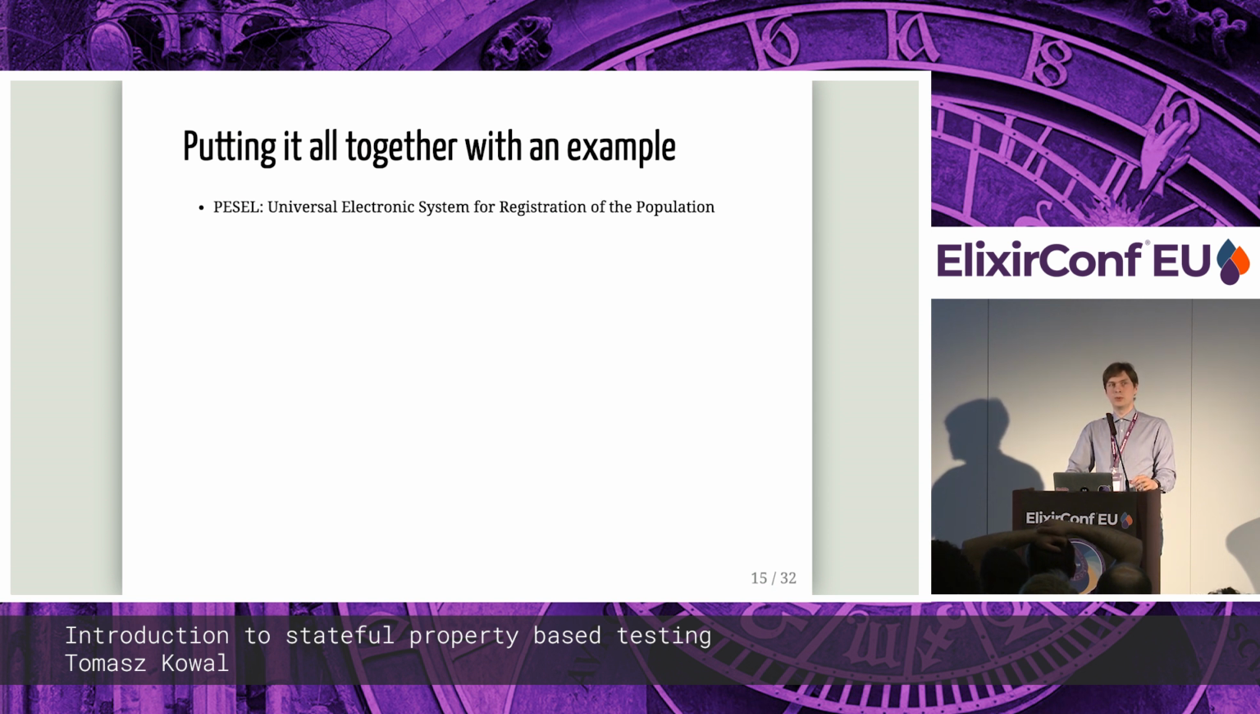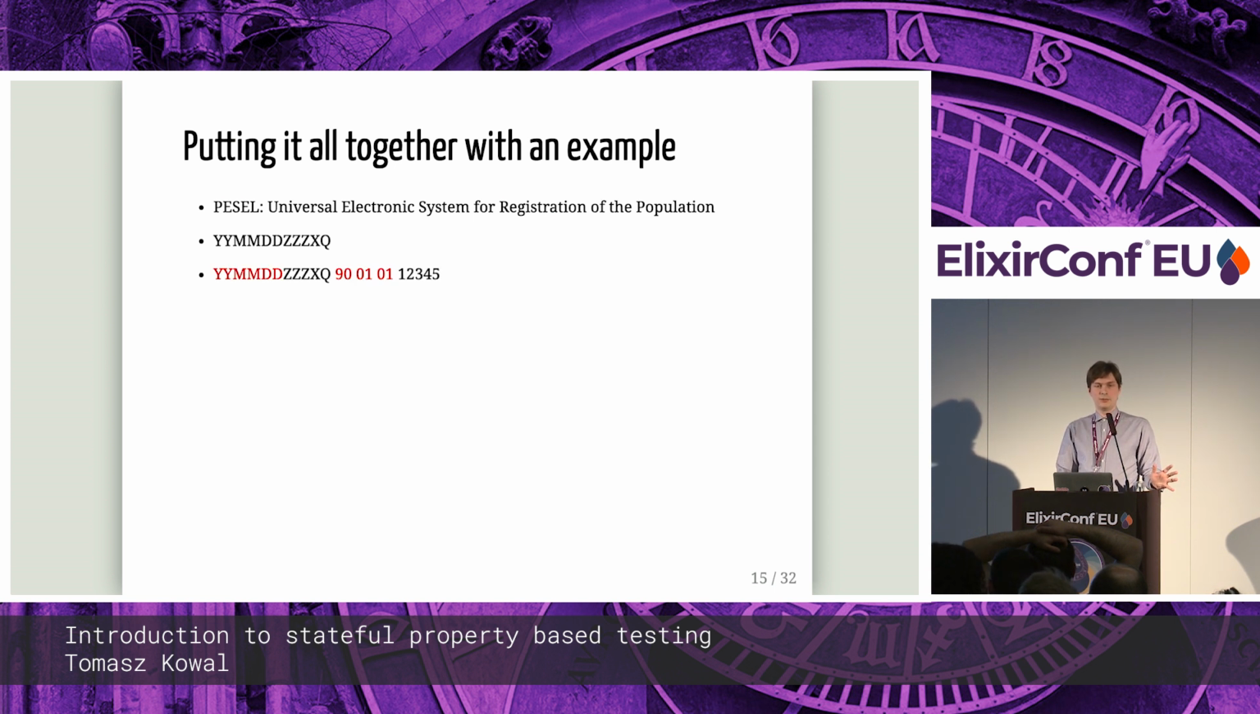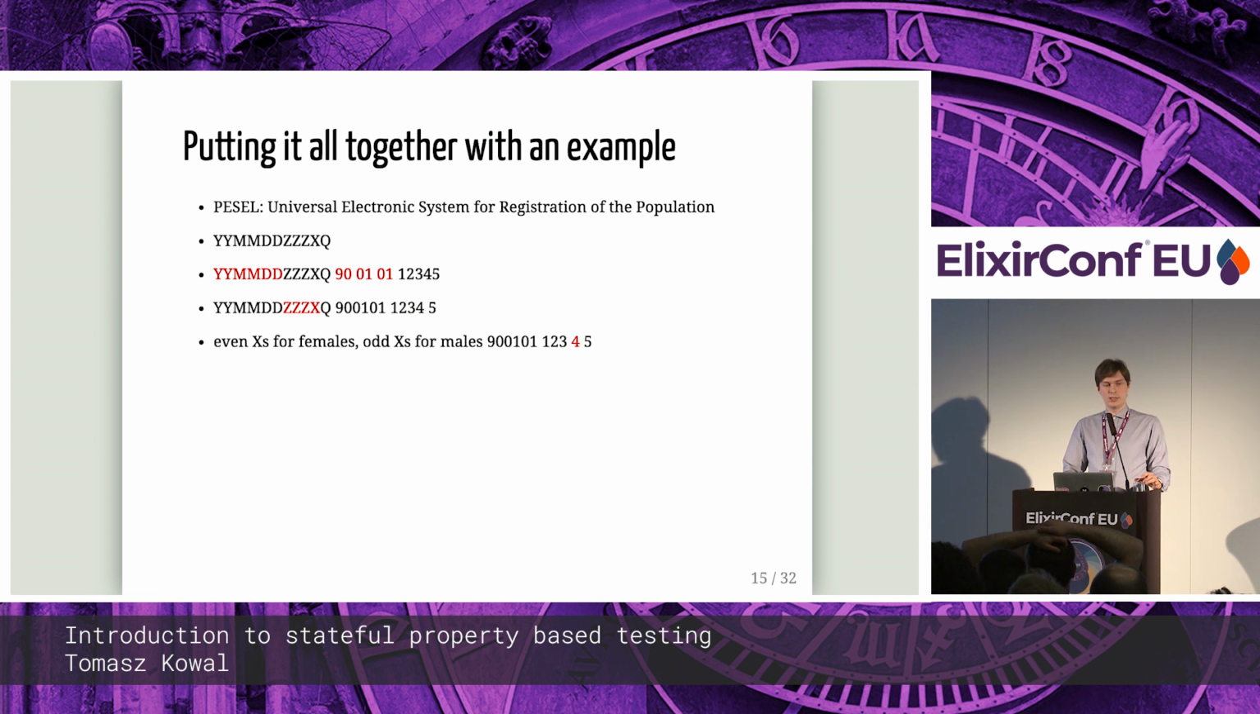In Poland, we have the social security number called PESEL. The PESEL has some nice properties that we will see in a minute. It's just a bunch of digits where the first 6 digits are the birth date, sorry. And then 4 digits are an ordinal number. For the ordinal numbers, you have even ones for females and odd ones for males. And then in the end, there is a check digit.